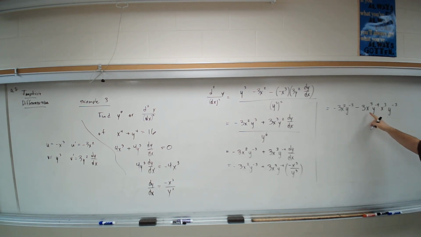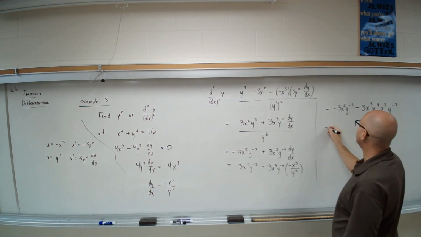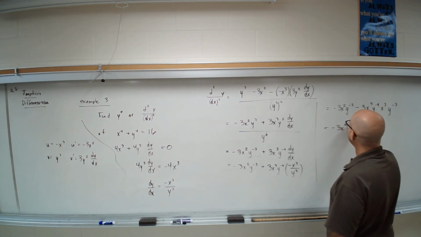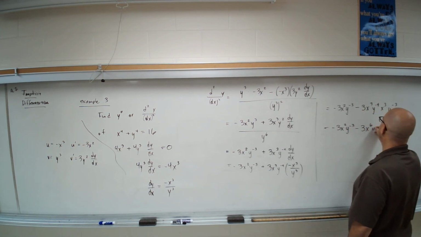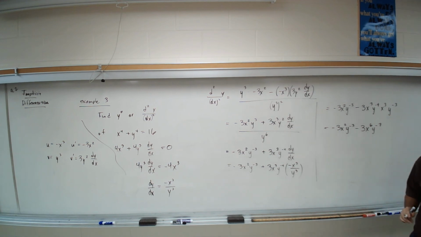So now here, this is just an x cubed times x cubed, which will be x to the 6th. This is a y to the negative. You add the exponents. So we're going to get negative 3x squared y to the negative 3rd minus 3x to the 6th y to the negative 7th. Again, add the exponents. x cubed times x cubed is x to the 6th. y to the negative 4th times y to the negative 3rd is y to the negative 7th.